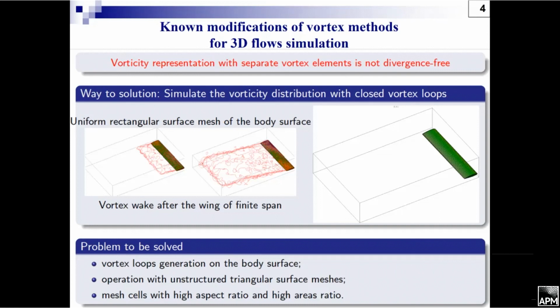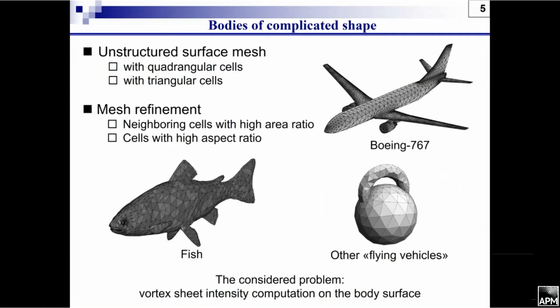All problems can be solved, but the problem is that we should solve boundary integral equations sometimes on meshes of very poor quality. We have cells with high aspect ratio, triangles with very small angles, with high ratio of the areas of neighboring elements, and so on. So we developed our method, which can work with triangular cells. This is the most general approach.